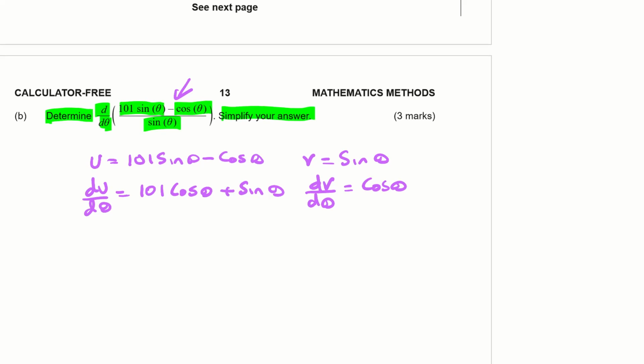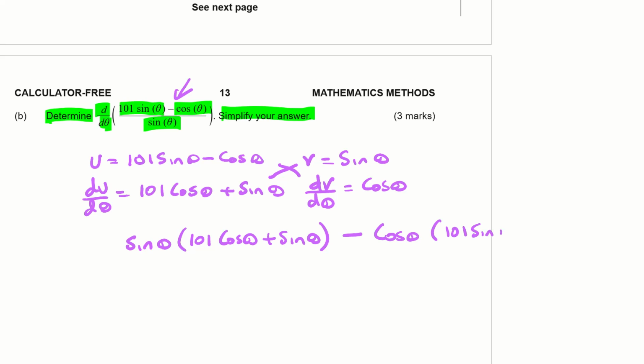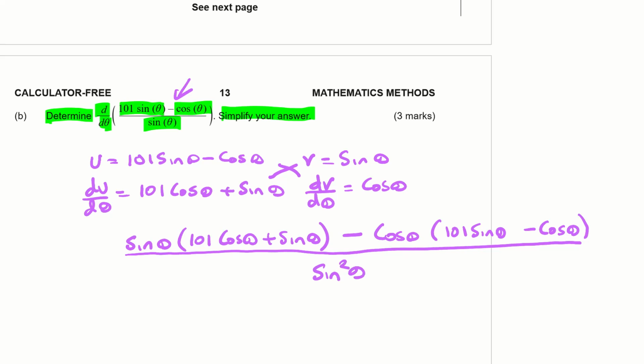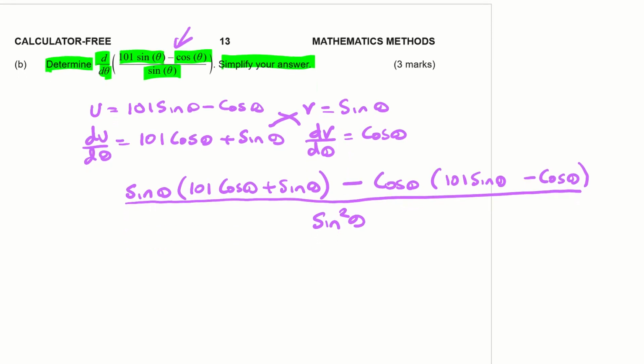So the differential is going to be v du d theta. So that is sine theta times (101 cos theta plus sine theta), take away u dv d theta, which is cos theta times (101 sine theta minus cos theta), all divided by v squared, which is sine squared theta. Now I think we might want to try and simplify this.